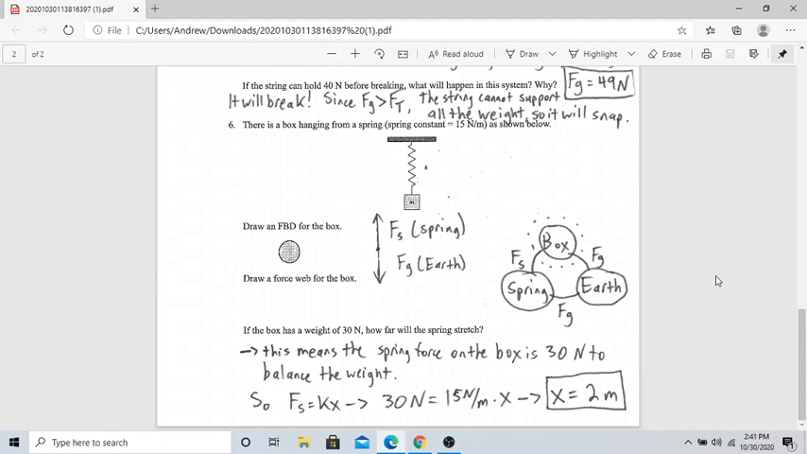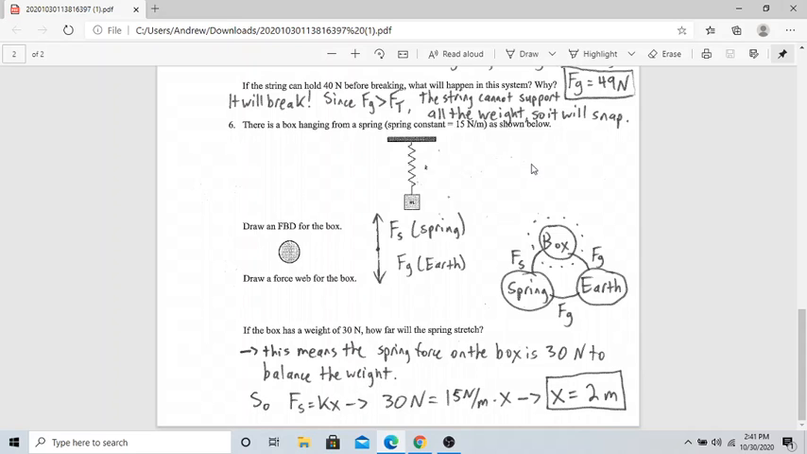Then finally, look at the very last one. I said if the box has a weight of 30 newtons, how far will the spring stretch? All right. Well, looking at this question, I'm talking about spring force here. So we're talking about spring, so I probably want to write the spring force equation. The spring force Fs equals K times X, the spring constant times the distance stretched. This time, of the three things, I'm looking for how far it's going to stretch. I'm looking for X.